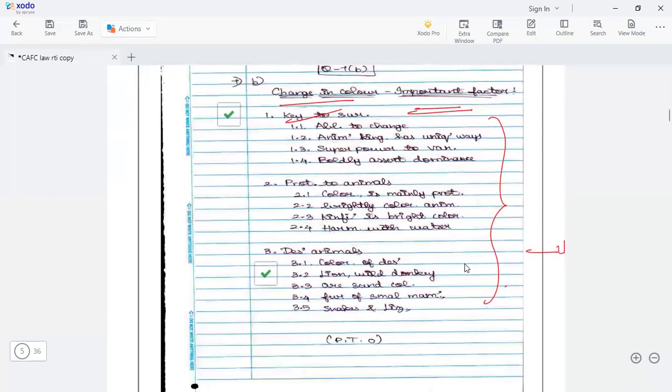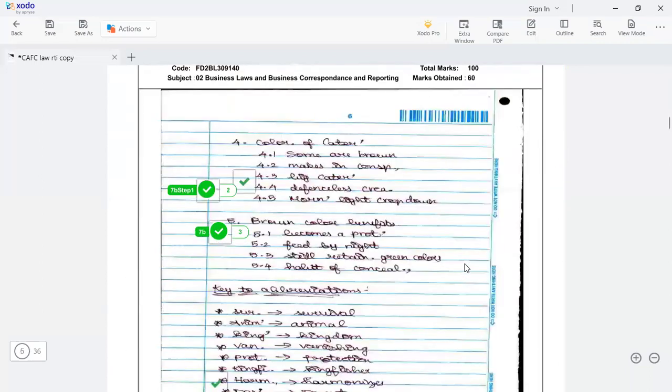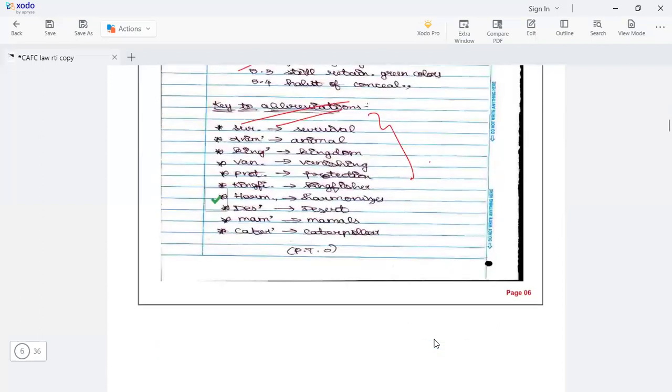And for 7B, they have been given 2 marks. Like for 7B step 1, they have given 2 marks for this. And then for this, they have also given the glossary. So that is key to abbreviations. What all words are used over here, what all shortcuts are used over here, the abbreviations are given.